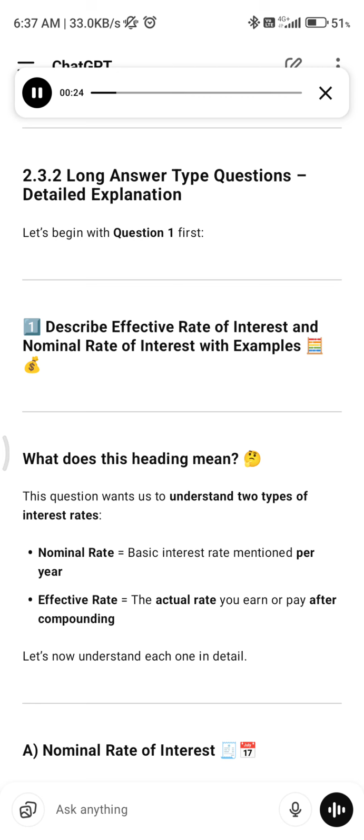Describe effective rate of interest and nominal rate of interest with examples. What does this heading mean? This question wants us to understand two types of interest rates. Nominal rate equals basic interest rate mentioned per year. Effective rate equals the actual rate you earn or pay after compounding. Let's now understand each one in detail.